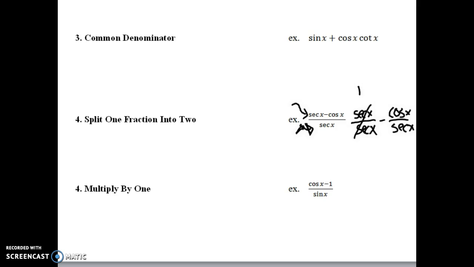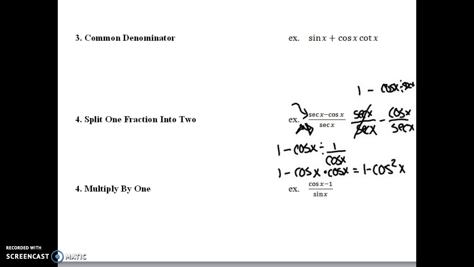This becomes a 1. This looks more confusing, so I'm going to rewrite it as cosine x divided by secant x. So I have 1 minus cosine x divided by, what's secant x? That's 1 over cosine x. How do you divide? You multiply by the reciprocal. So I'm going to multiply by cosine x, which gives me 1 minus cosine squared x. That looks like a Pythag identity. Sine squared plus cosine squared equals 1. Getting 1 minus cosine squared means this equals sine squared x. Done.